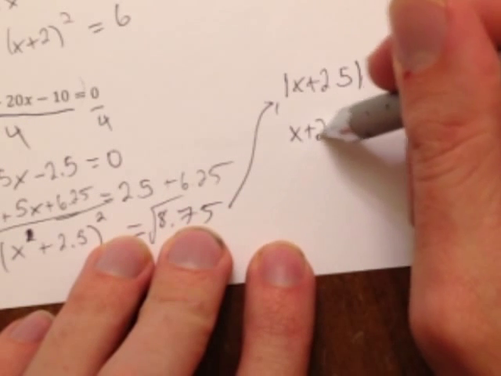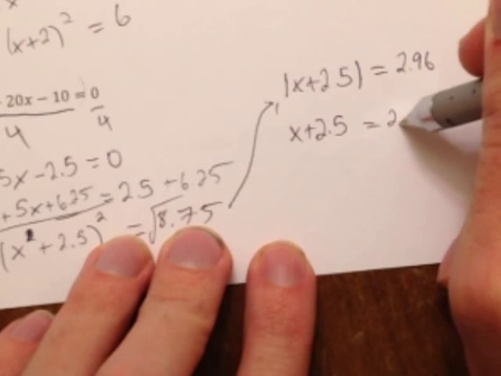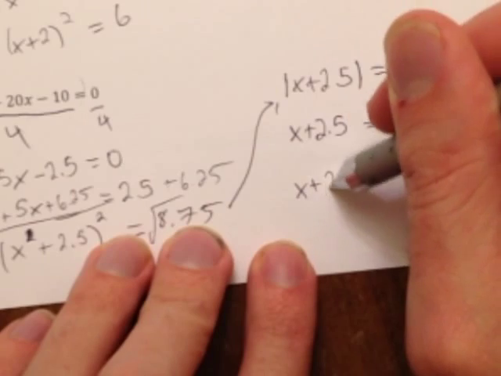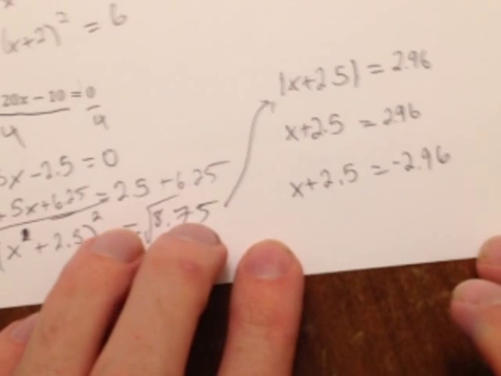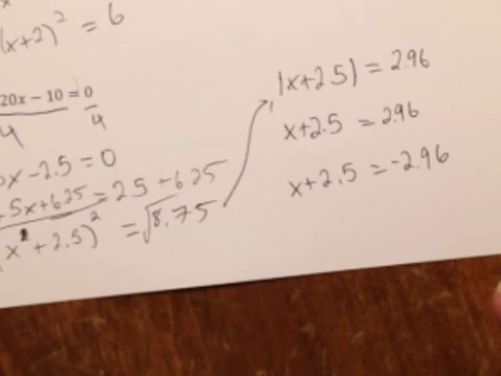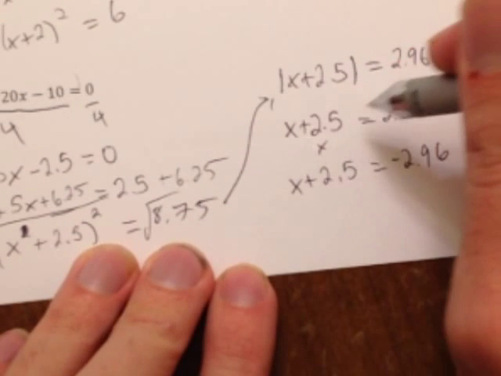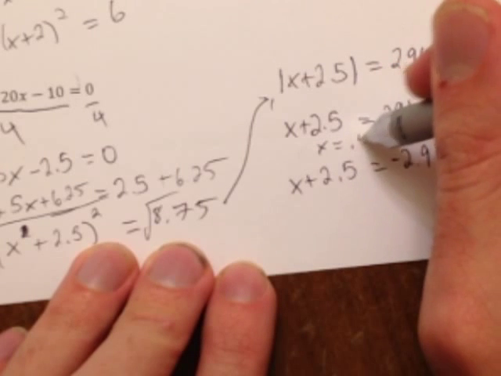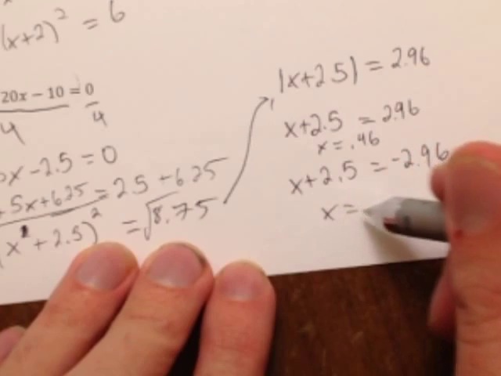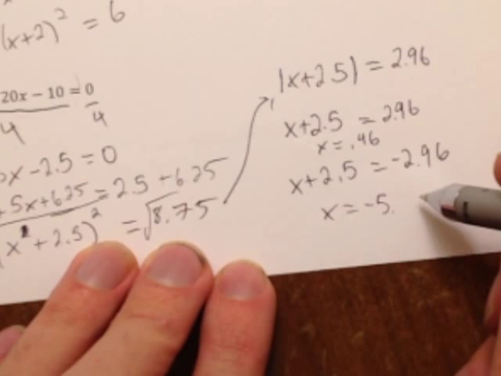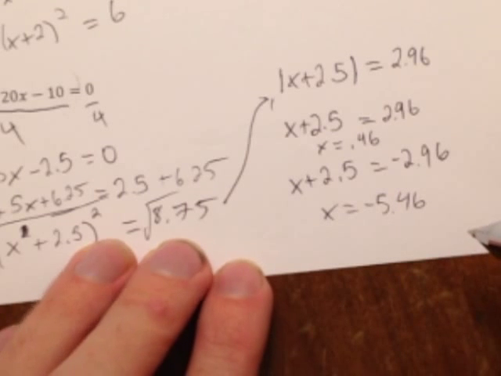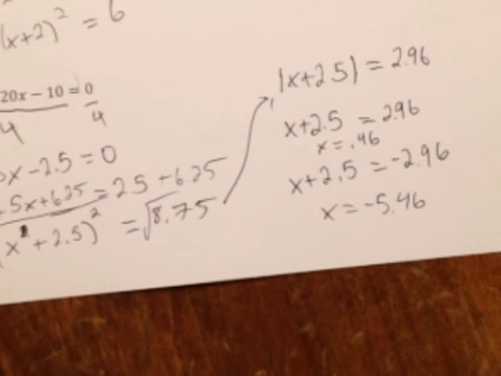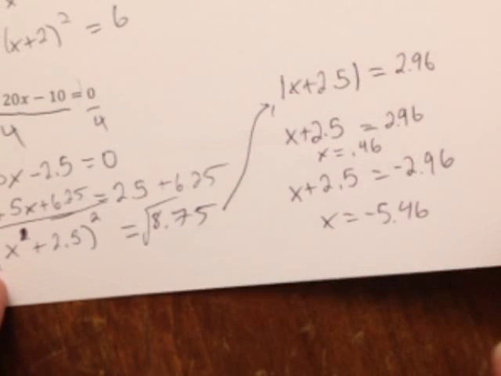Split it up into 2. I'm writing them vertically to save a little bit of room. I don't have much room over to the side. So 1 positive, 1 negative. Subtract 2.5 from both sides. And we get, in this one, 0.46. And then over here, we get negative 5.46. I think. I'm hoping. I'm praying. Hopefully that worked. Math is hard in your head sometimes, especially when it's late at night.